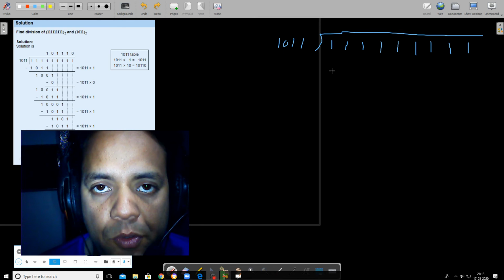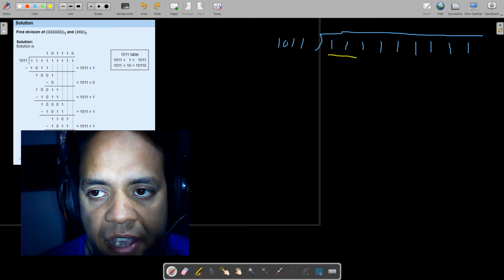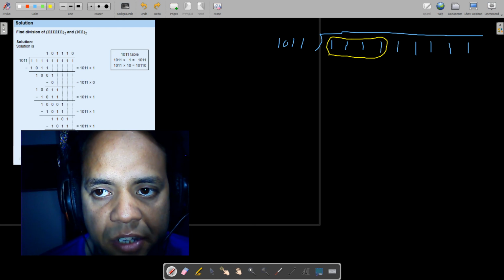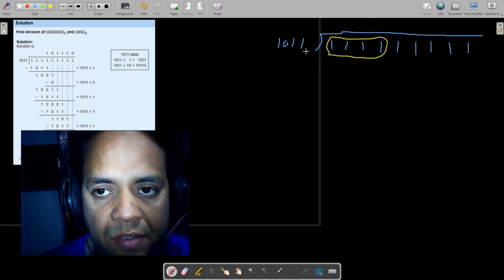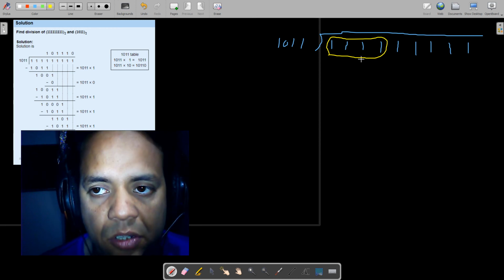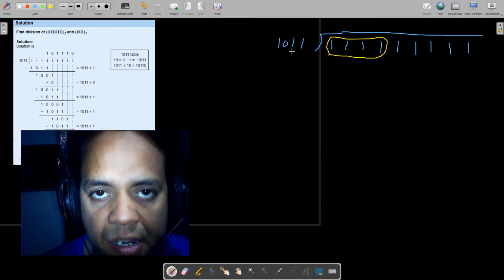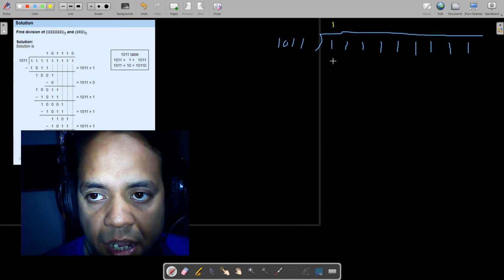So here we are going to do division very quickly. As the rule says, we will pick the first 4 digits because we know the divisor is of 4 digits. So this 1111 is bigger than 1011. Yes or no? Yes. So the dividend value right now is bigger than the divisor value. So division will go 1 times.